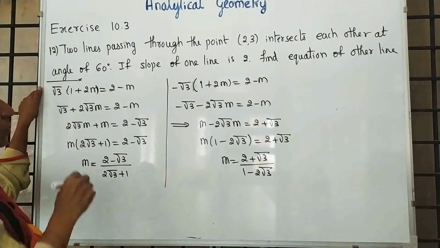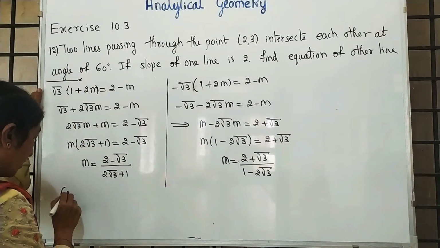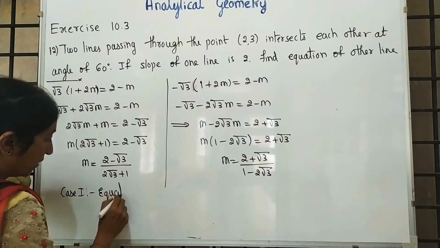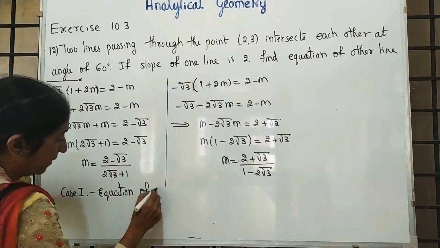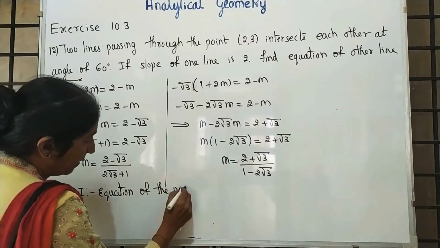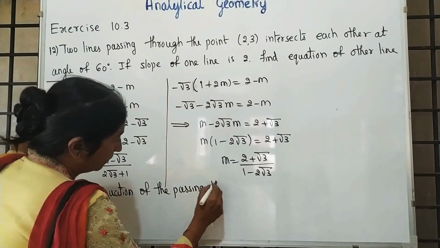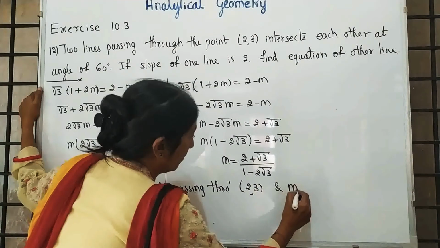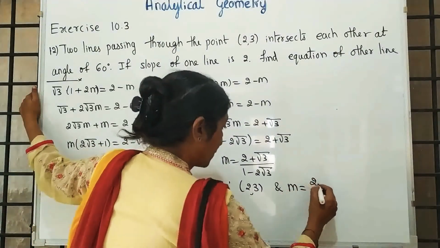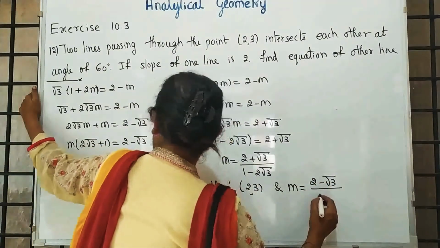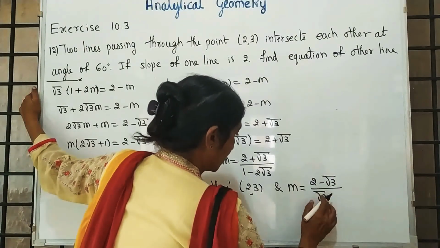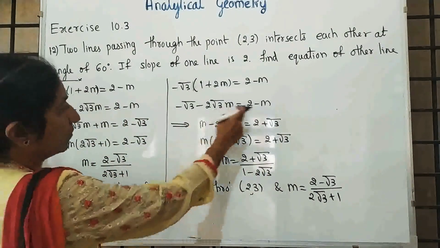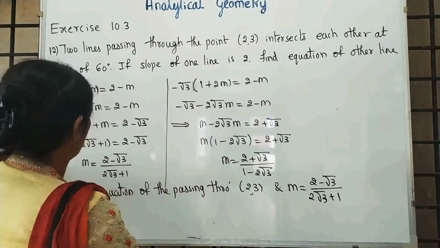Now write down the equation of the line. Therefore, two cases. Case 1, equation of the line passing through (2, 3) and m is equal to (2 minus root 3) upon (2 root 3 plus 1).